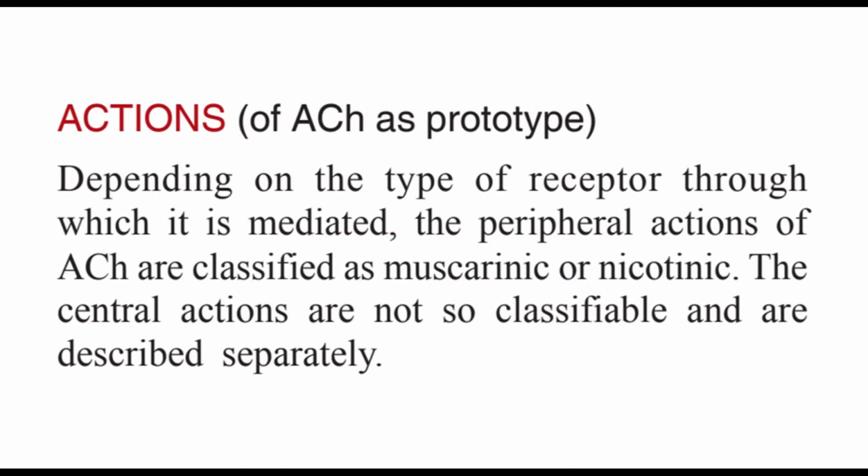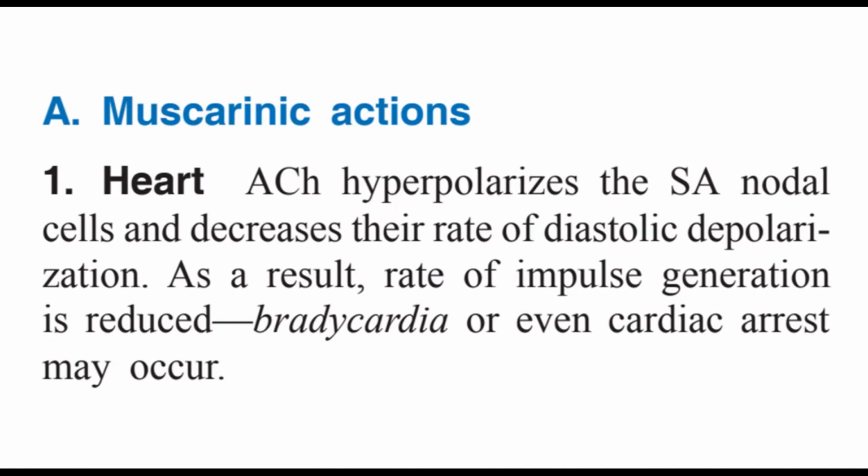Actions depend on the type of receptor through which they are mediated. The peripheral actions of acetylcholine are classified as muscarinic or nicotinic. The central actions are not so classifiable and are described separately. Let's talk about muscarinic actions. The M2 muscarinic receptors are located in the heart.